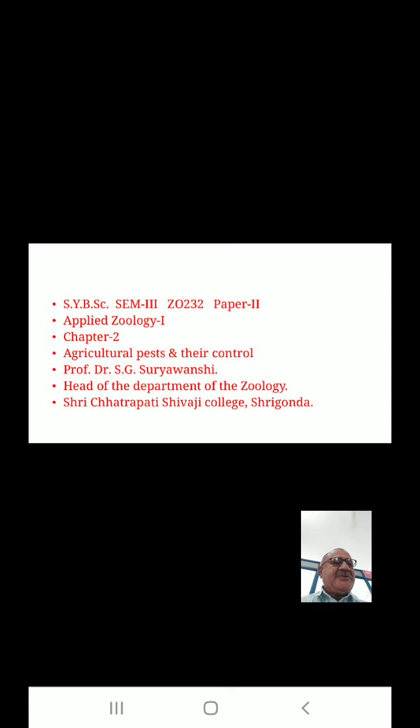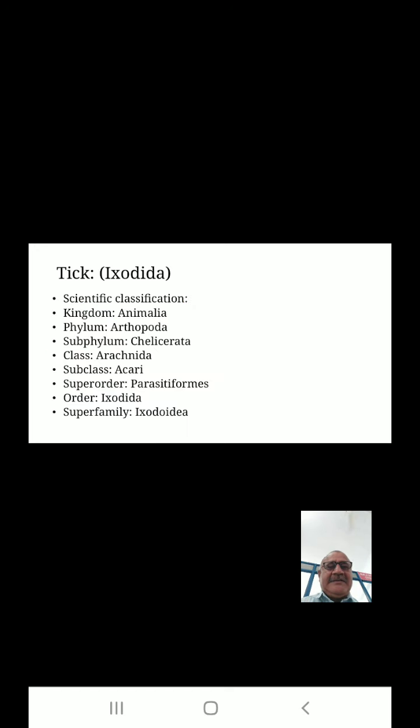The systematic position of the tick: phylum Arthropoda, subphylum Chelicerata, class Arachnida, subclass Acari, superorder Parasitiformes, order Ixodida, superfamily Ixodoidea.